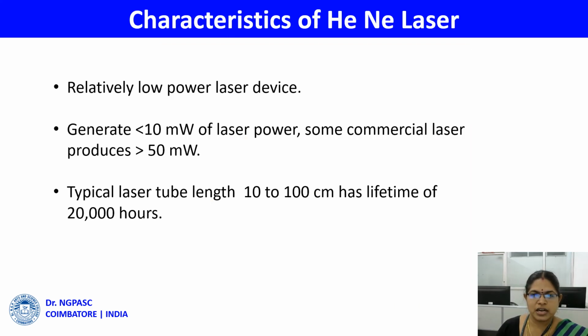So what are the characteristics of helium neon laser? A relatively low power laser device. It generates power less than 10 milliwatt, but commercial lasers produce greater than 50 milliwatt. It is already told it is of small length. Its length is about 10 to 100 centimeter and its lifetime is about 20,000 hours.